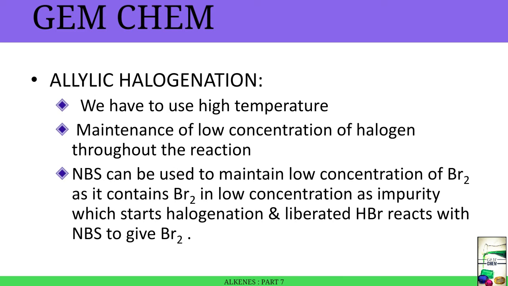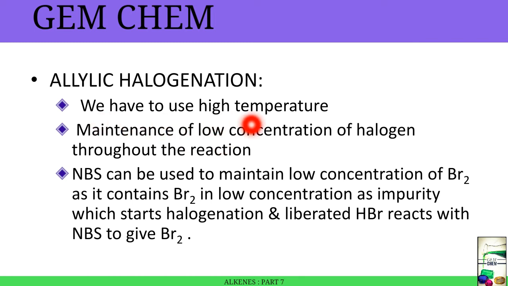Now, we will see what is allylic halogenation. In the case of allylic halogenation, there is substitution of a hydrogen from the allylic position. What do we mean by allylic position? The position next to a double bond, that is this position. First position next to a double bond. It may be this position or this position or this or this.